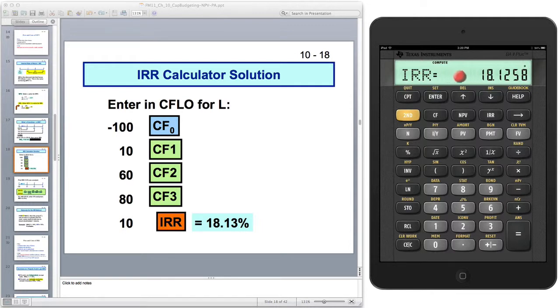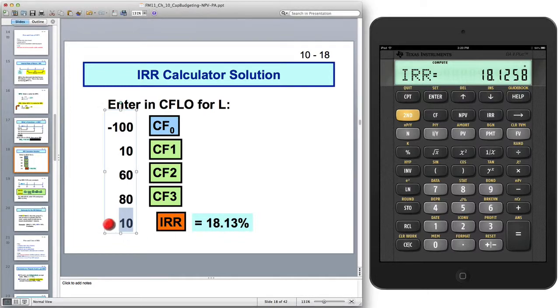Notice the IRR is actually a percentage value. The NPV is a dollar value. And so the IRR is actually 18.13. Ignore this 10. It doesn't mean anything on this particular slide. So the internal rate of return for this series of cash flows is 18.13%.